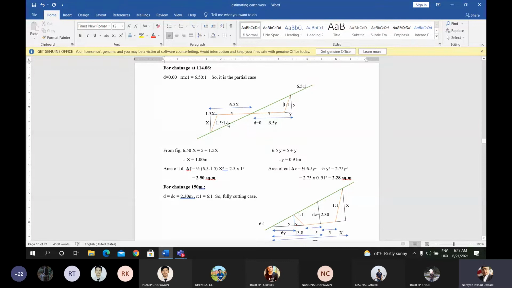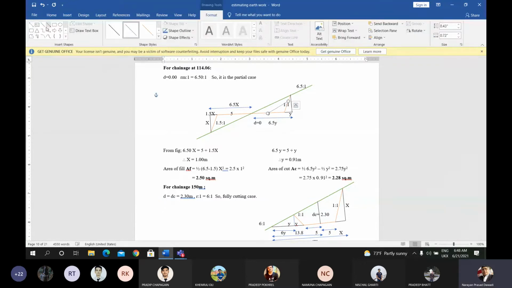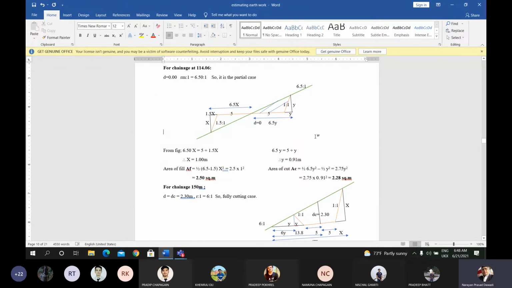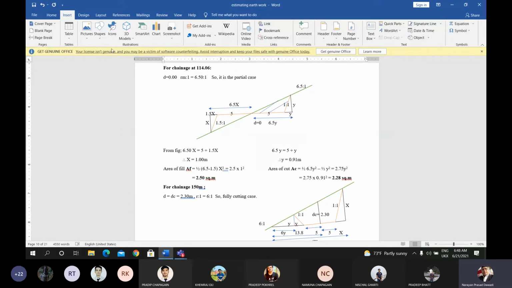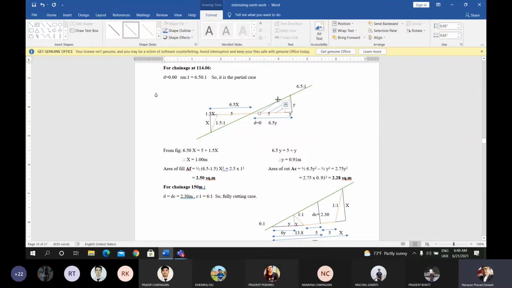Now let us find the areas. This portion is the area of filling, and this portion is the area of cutting. This blue portion will be the area of cutting, and the white portion of the triangle on the left-hand side will be the area of filling. This is the area of cutting, and this area is calculated here.